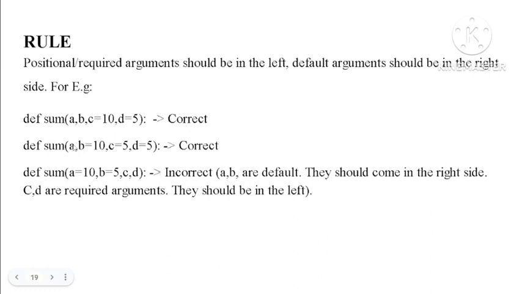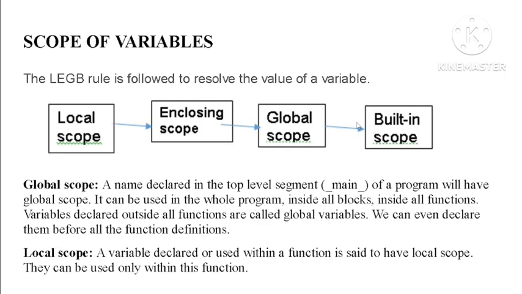Look at the second one. This is also correct. Why? A is a positional argument. B, C, D are default arguments. So this is correct. But look at this. In this case, the default arguments A, B are given on the left side. This is wrong. Actually, this should be given as def sum of C, D, A equal to 10, B equal to 5. So these default arguments should be pushed to the right side.